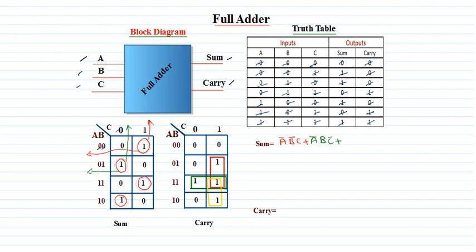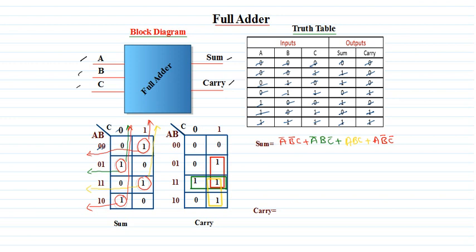Plus the third group. When we look into the third group, we have AB as 1 1, that indicates that A is non-complemented and B is non-complemented. Vertically, C is 1, so that is also non-complemented. Plus the last group, AB is 1 0 and C is 0, so that indicates that A is non-complemented, B is complemented, and C is complemented.